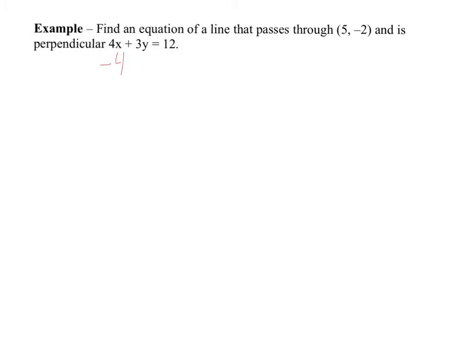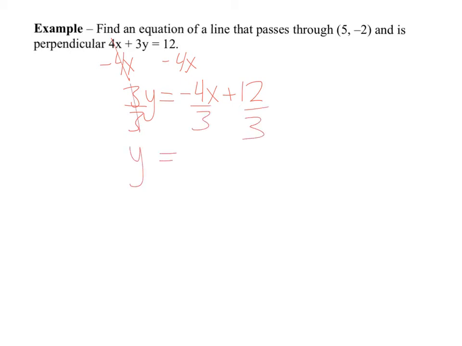So to do that, I start by subtracting 4x from both sides. So I get 3y equals -4x, the negative going up front, and then plus 12, and I divide by 3. So I end up with y equals -4/3 x plus 4.